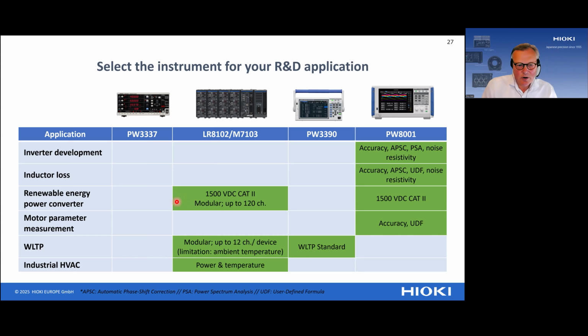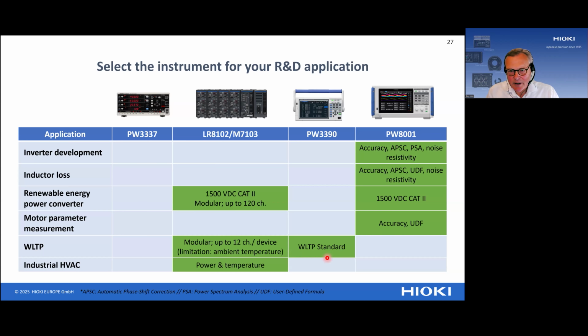Another application for research and development, which is interesting, is the WLTP standard. As you can see, the PW3390 is also very suited for that. And the reason for that is that it's basically the standard of measuring WLTP. And the reason is that we have the combination of the power analyzer with our own current sensors, the CT6830 and CT6840 clamp-on sensors, and the combination of these two are within the specifications, the WLTP accuracy specifications, and therefore they're very popular for that application.